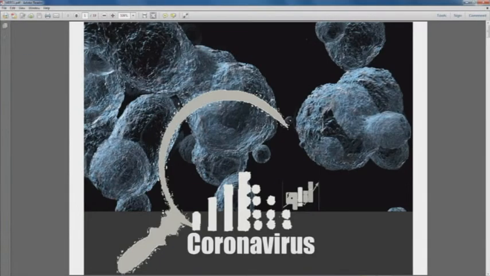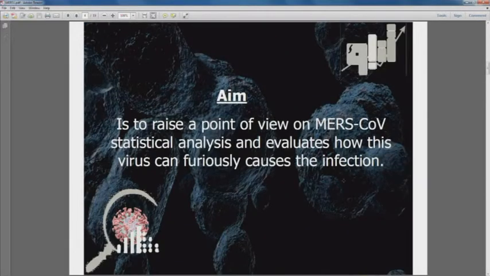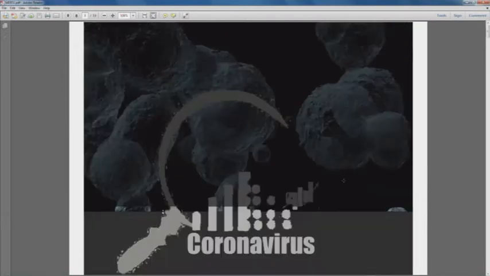Okay, I will start my lecture now. The aim of my study is to raise the point of view on MERS or coronavirus. The statistical analysis for all my project was based on statistical analysis. So the aim is to raise the point of view on MERS-CoV statistical analysis and evaluate how the virus can cause infections.